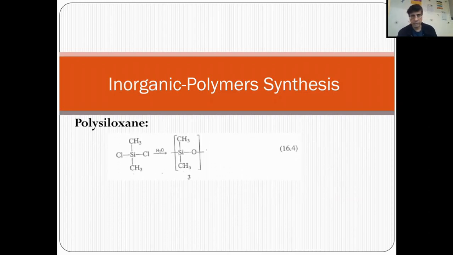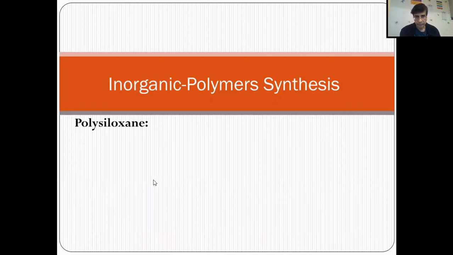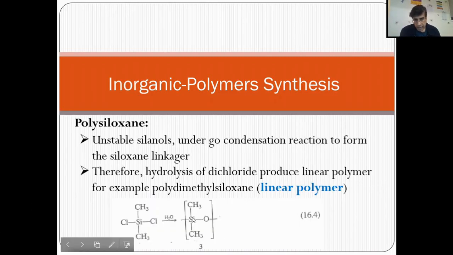Okay, now polysiloxane is produced here, and this is some important information you have to read from the book. Now I just put some important things here. As a general method of preparing polysiloxane, hydrolysis of the halide is not a satisfactory method. What does it mean? The method which I just showed you is not a very satisfactory method. Why? What is the reason? Because once the trimer or tetramer is formed, trimer meaning 3 units, like that, 1 unit, and then you connect this one with silicon, same, and then another one, 3.